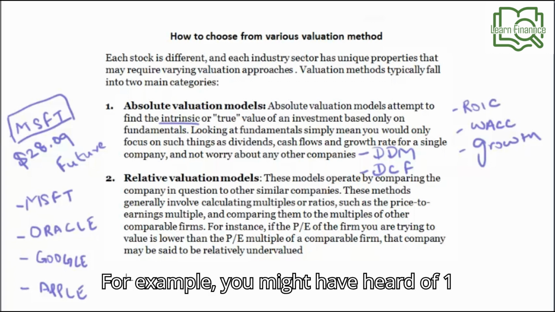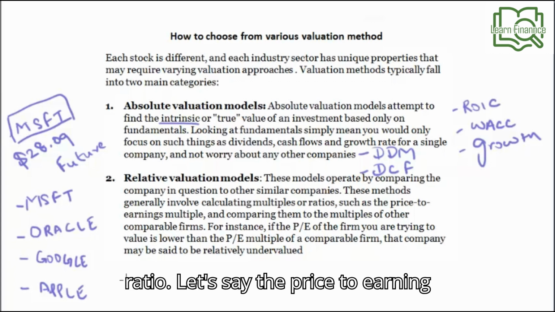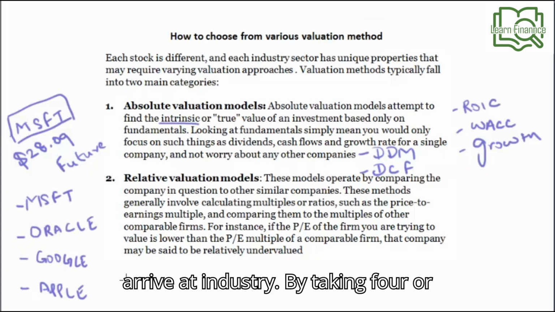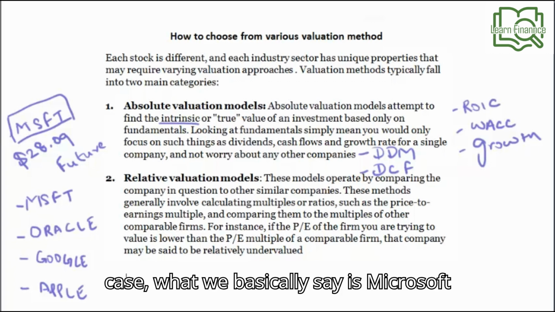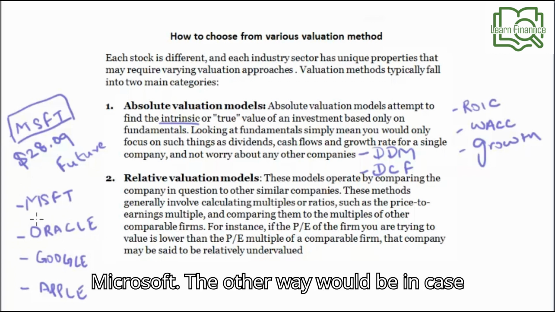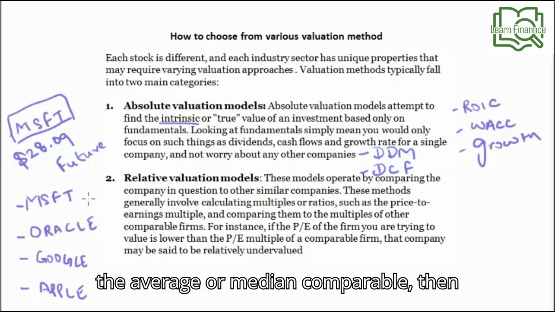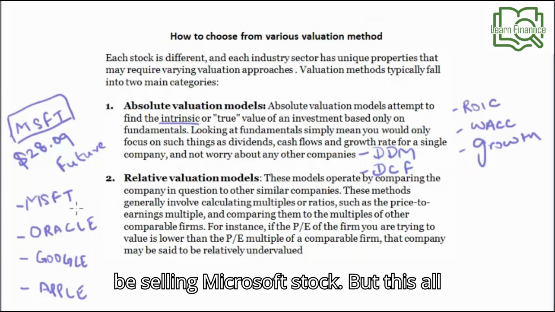Based on similar industry and similar industry risk, you'll arrive at the competitors, and you'll compare their ratios. For example, you might have heard of one popular ratio, the price-to-earning ratio. Let's say the price-to-earning ratio of Microsoft is lower than the average of the industry, where we arrive at the industry by taking 4 or 5 competitors with Microsoft. In that case, we say Microsoft is undervalued. You should be buying Microsoft. The other way would be, if the price-to-earning multiple of Microsoft is higher than the average or median comparable, then we'll say it's overvalued and you should be selling Microsoft stock.